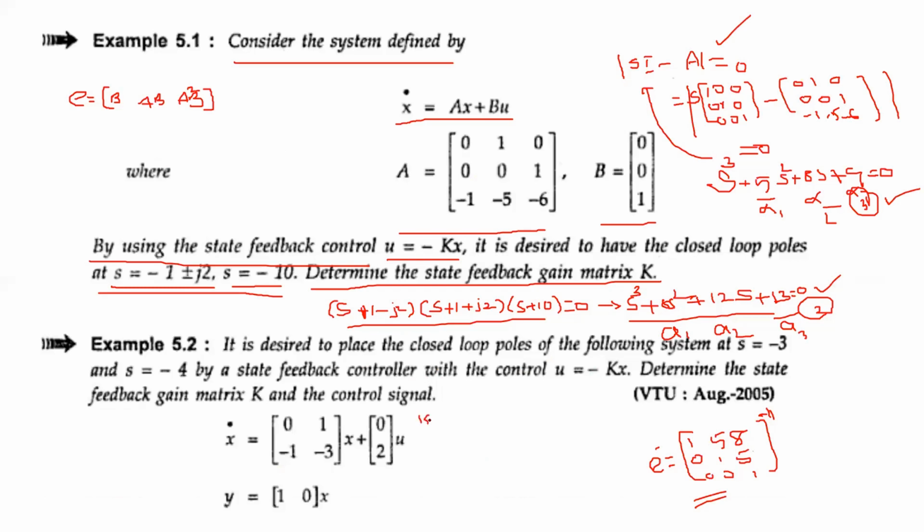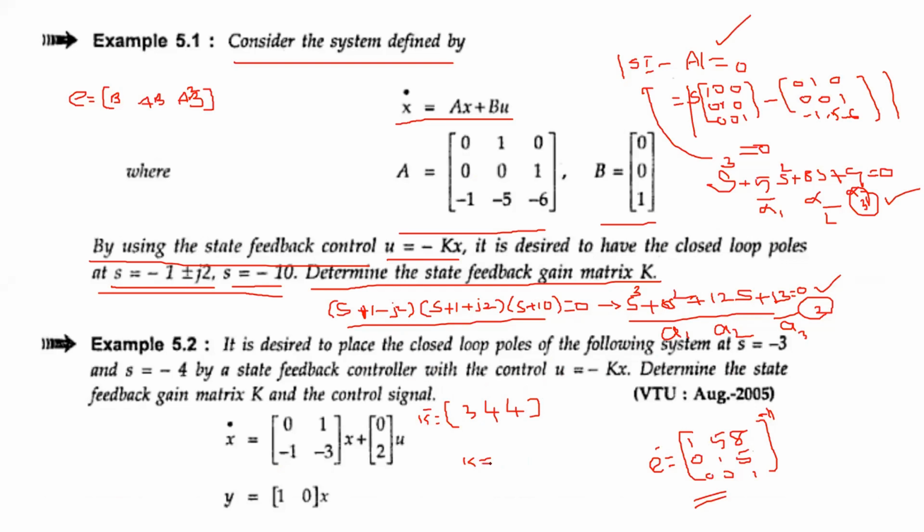So K bar is equal to, what is the first one? A1 minus alpha 1, that means 8 minus 5, that is 3. Next one, 12 minus 8. What is the next one? 13 minus 9. This is the K bar value. So what is the K value?